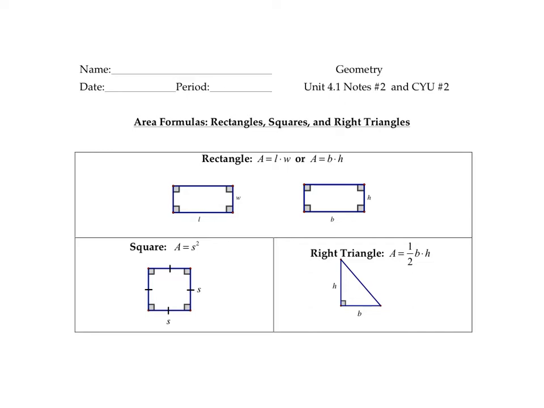In a right triangle, to find the area, it's 1/2 base times height, and the base and the height are the two legs that form the right angle in the triangle. Okay, so the height has to be perpendicular to the base.